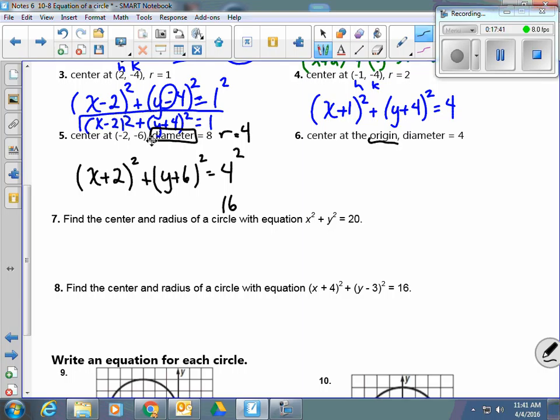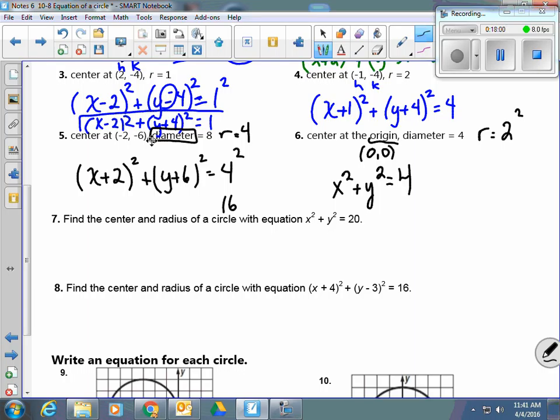0, 0. Very good. The origin is at 0, 0. Squared. X squared plus y squared. And how big's my radius? So that would be 2 squared, which would be 4. Are we okay? So now we're going to start working a little bit backwards.